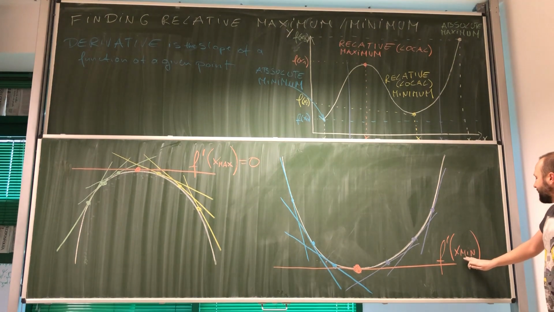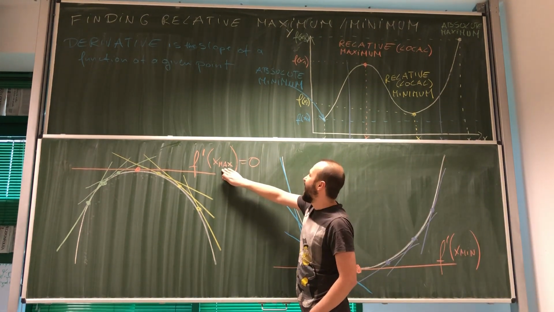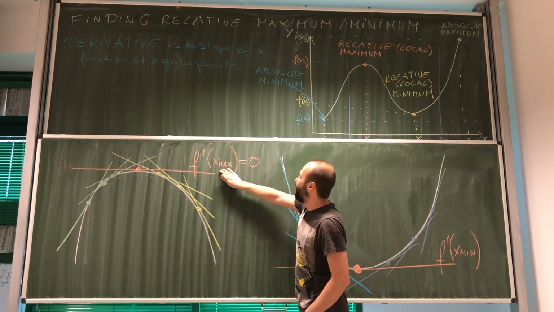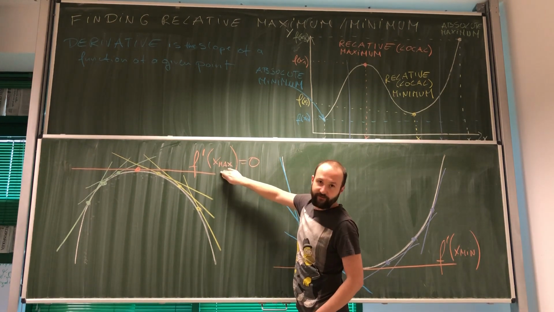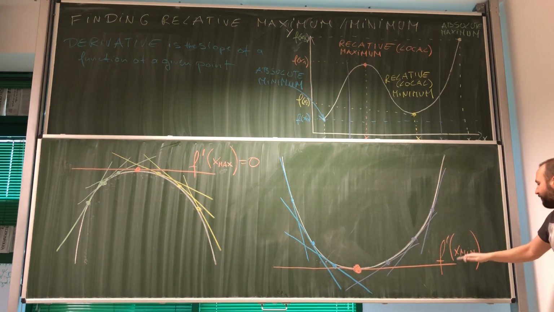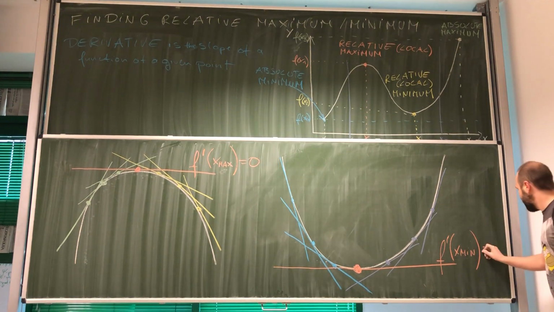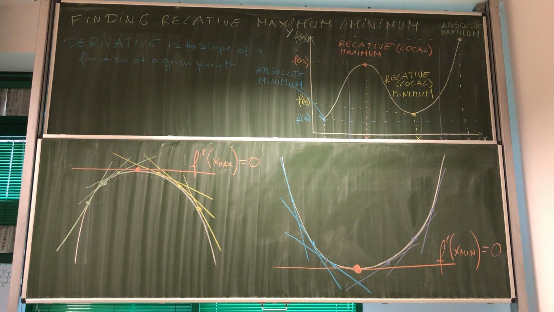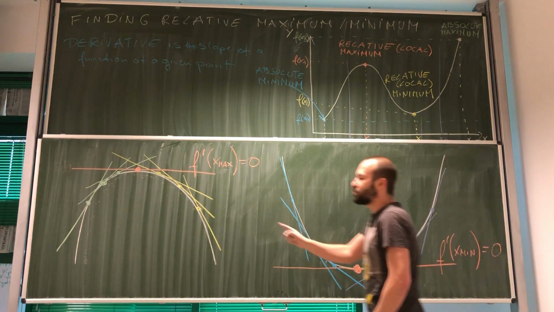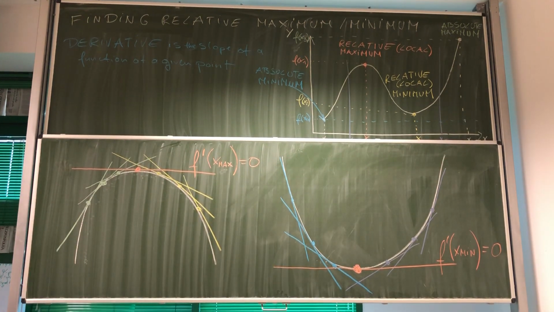And look, by x maximum, I don't mean the highest value of x. I mean the value of x for which the value of the function is the highest. And the same here, this is the value of x for which the value of the function is the lowest. The derivative is also 0.